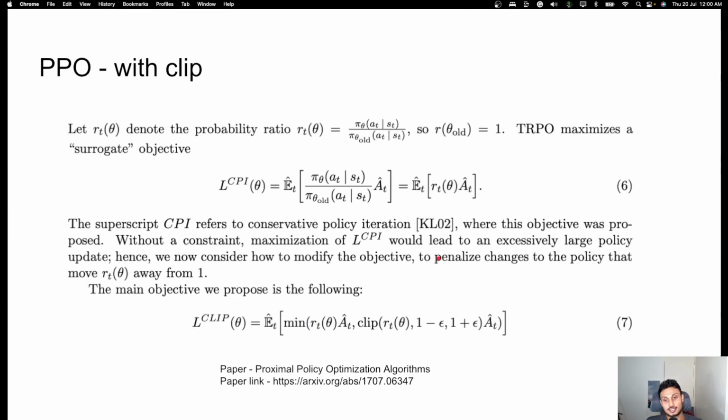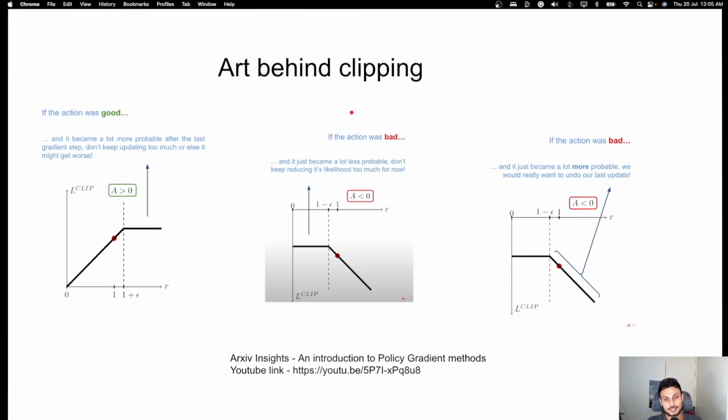Theoretically, we call this kind of stuff trust region methods. The art behind clipping is a figurative explanation of the PPO loss function clipping. There are three situations, and they explain this clipping phenomenon perfectly. The x-axis is the ratio between the action probability of the current policy and the action probability of the previous policy given the same state, and the y-axis is the loss function. And A is the advantage.